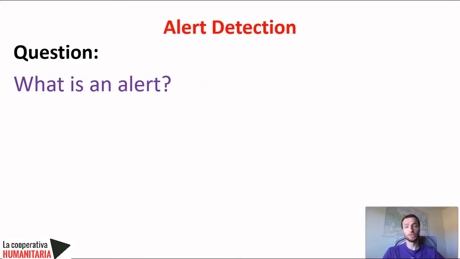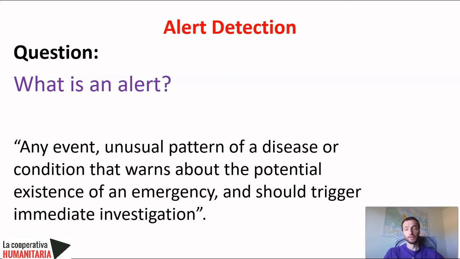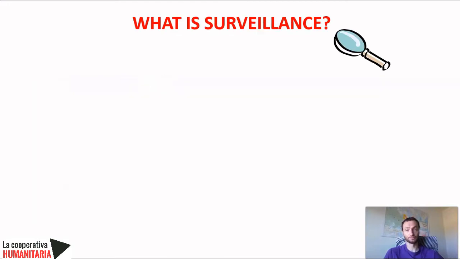So first of all, we should define what's an alert. We can consider that an alert is an unusual pattern of a disease or a condition. It's not only about diseases, it's about humanitarian situations also that can be warning the existence of an emergency. It should trigger an immediate investigation.